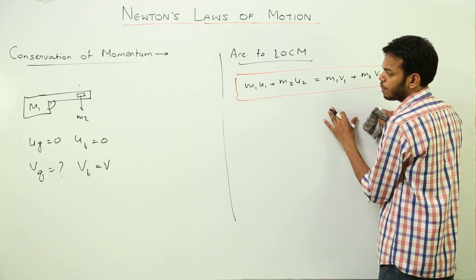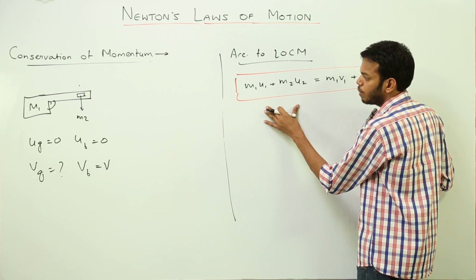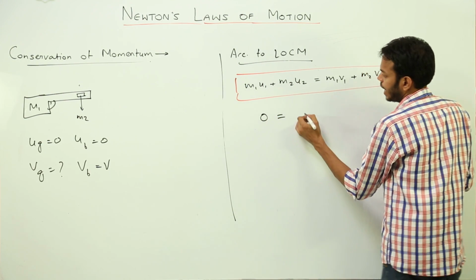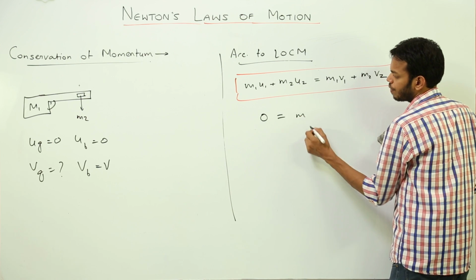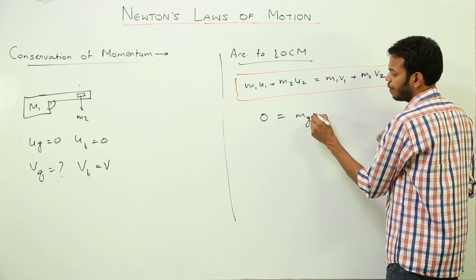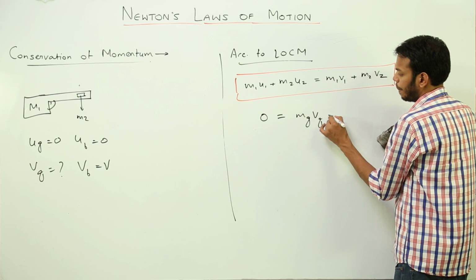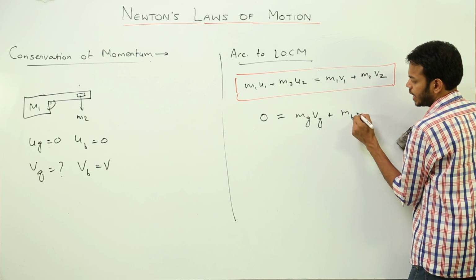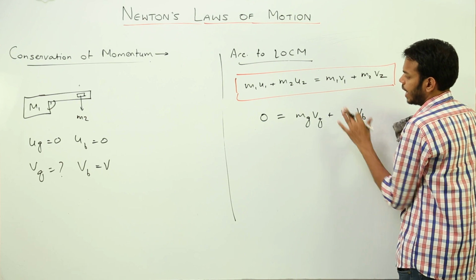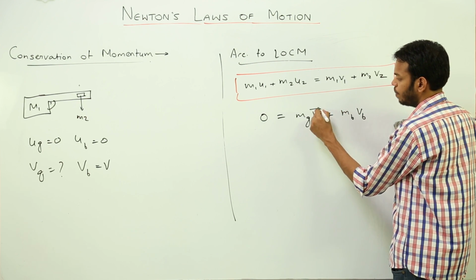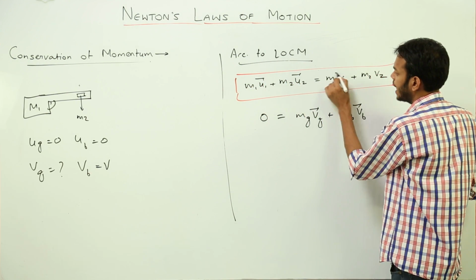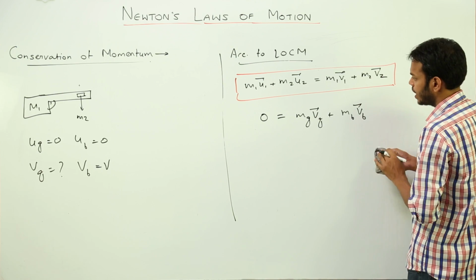So using this expression, I'll get initial momentum to be 0, which is m1 u1 plus m2 u2. 0 is equal to m1, that is mass of gun, into final velocity of gun, which I don't know, plus mass of bullet into final velocity of bullet, right? If I have to write it in vector form, this will be the statement. Same way here, if you have to write this in vector form, that will be the statement.